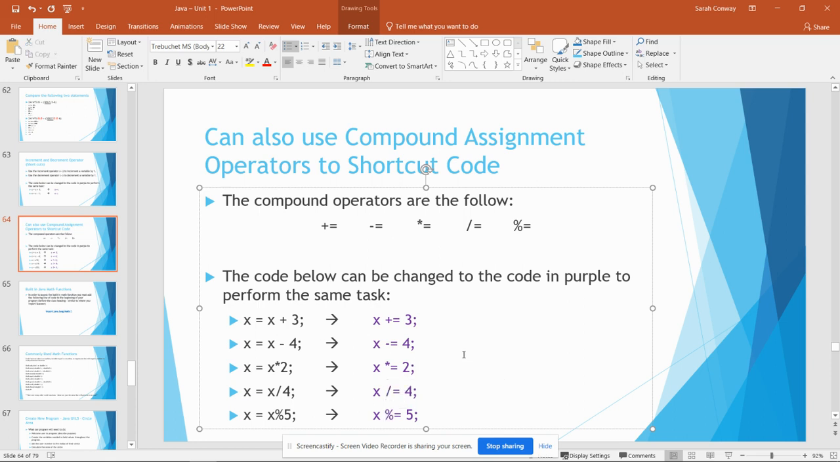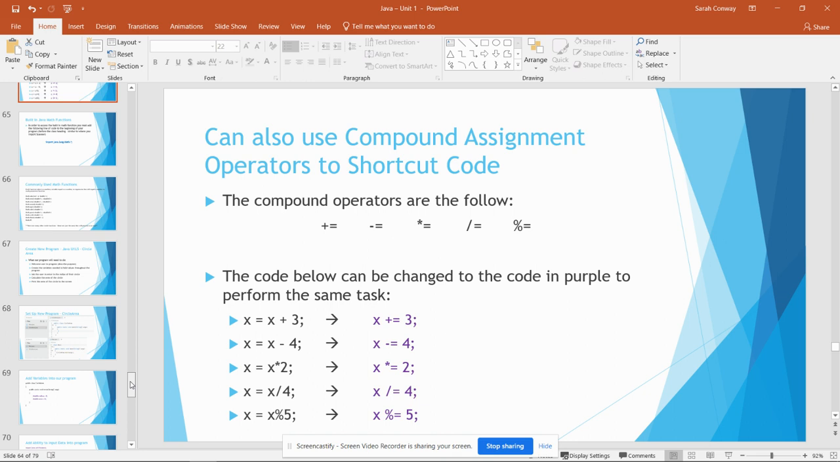So you can use these quick operators if you like to quickly write these types of statements into your code. Since they are so common, these quick statements here will allow you to quickly do those things if you know that that's the end goal of your program, to add 3, minus 4, etc.